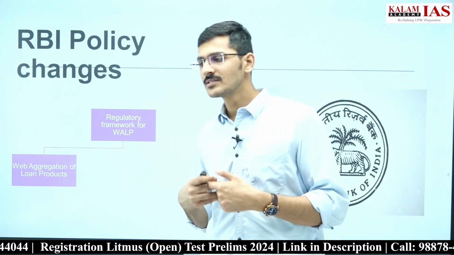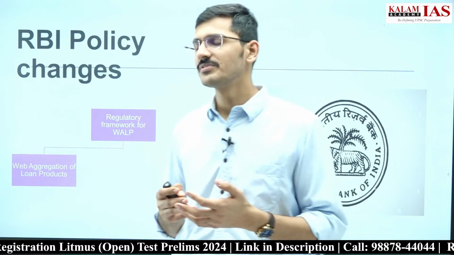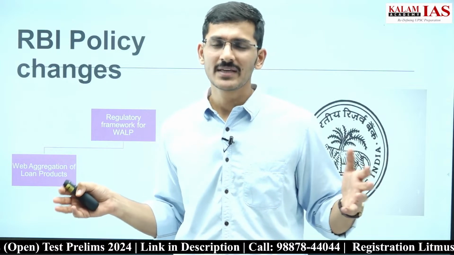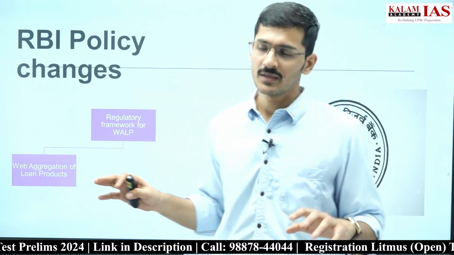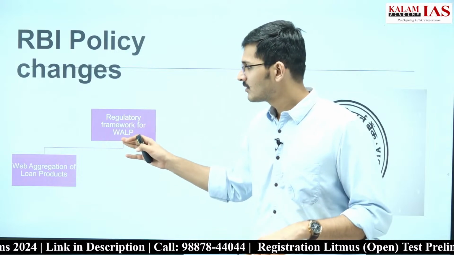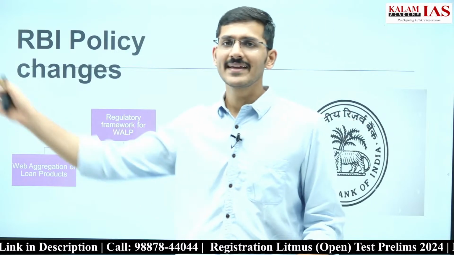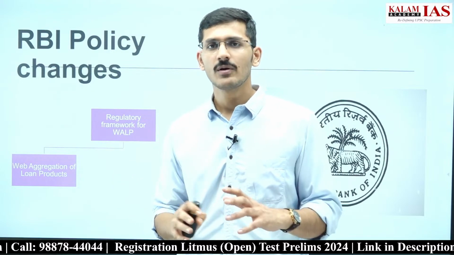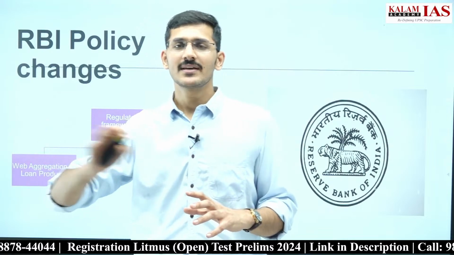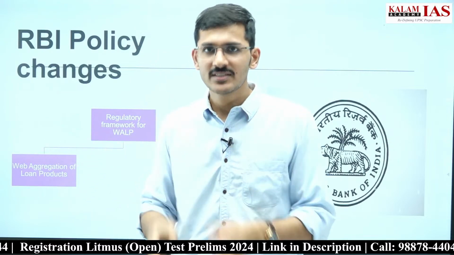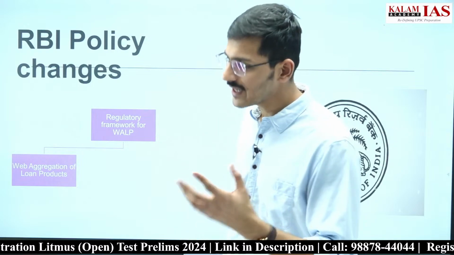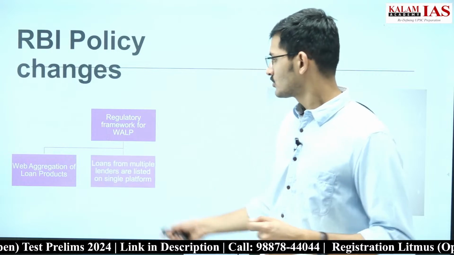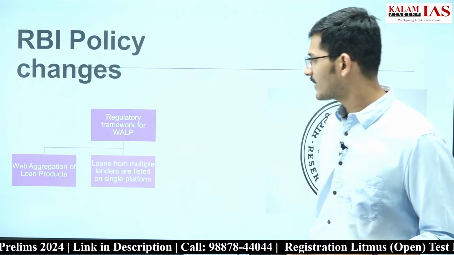Now there are certain problems with this process. The problem is that I cannot go to all the banks. I will go to 3 or maximum 4 banks, and then I will choose the best out of them. What WALP does is aggregate all the loan products on a particular platform. It is basically a platform, and on that platform they aggregate all the loan products that are there in the market, and give them as a list on a single page. Then you can easily compare all the loan products and choose the best out of them. So loans from multiple lenders are listed on a single platform.